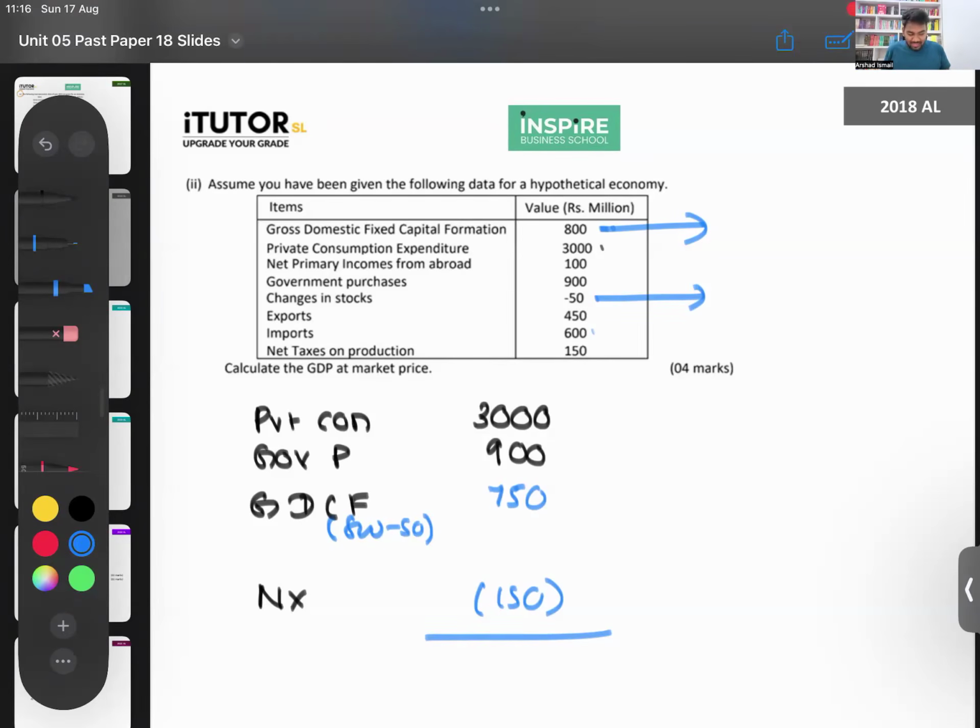Short form is okay, but I would say for 4 marks write in long form, like private consumption. Because remember, your timing is 1.5 minutes a mark. So if you can't finish it in 6 minutes, writing short forms is okay. You can finish in the 6 minutes. Yeah, so give that. So 4,500 is this.